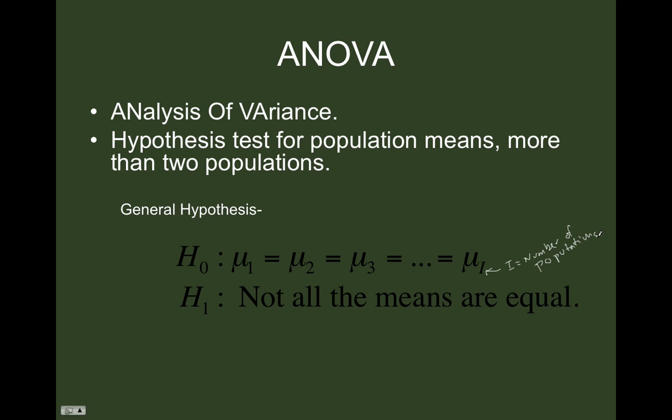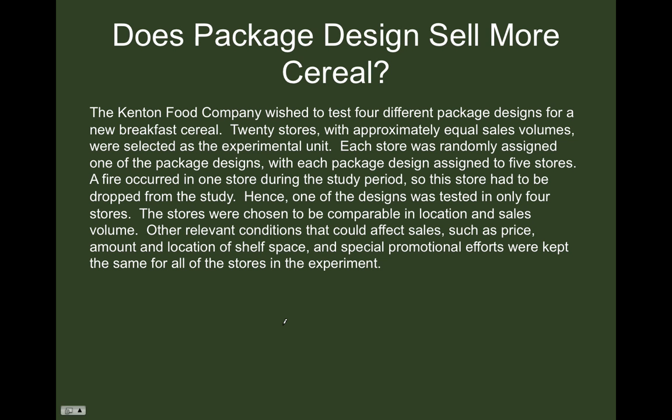The alternate assumption is that not all the means are equal. So the alternate here is not very specific. All it says is they're not all equal, or at least one of them is different than the others.